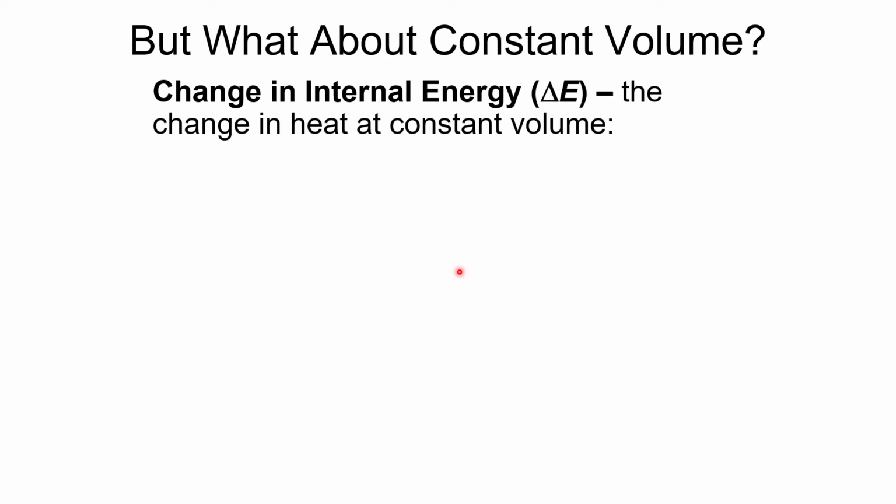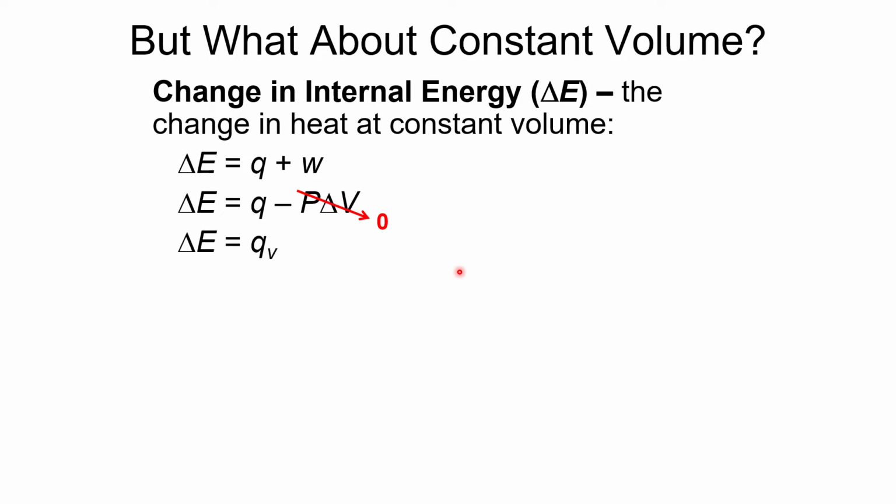So what about at constant volume? Well, we know that the change in internal energy is equal to Q plus W, and that W is equal to negative P delta V. Well, if it's at constant volume, that means the volume doesn't change, and so delta V is equal to 0. So that whole part goes to 0. So therefore, delta E will be equal to the Q at constant volume. So enthalpy, delta H, is equal to the Q at constant pressure, and internal energy, delta E, is equal to the Q at constant volume. And here's the thing. Those two numbers are often very close to each other.